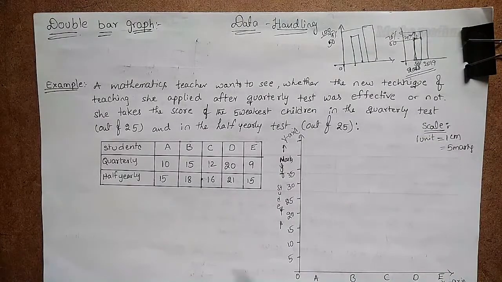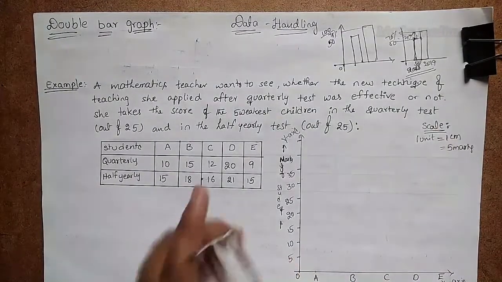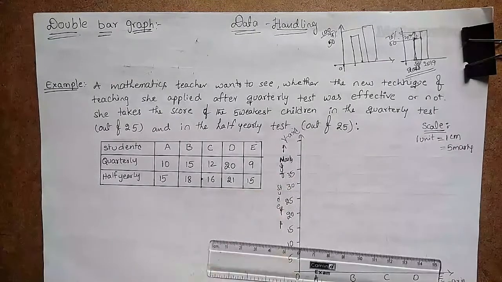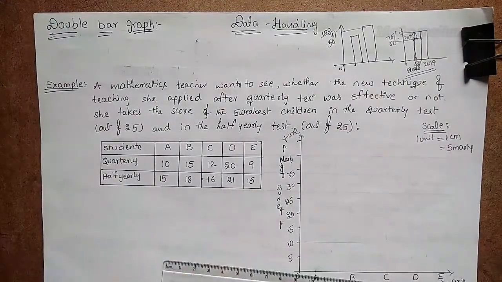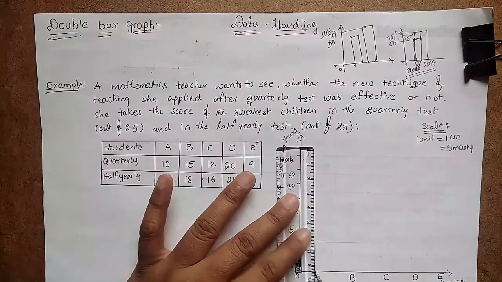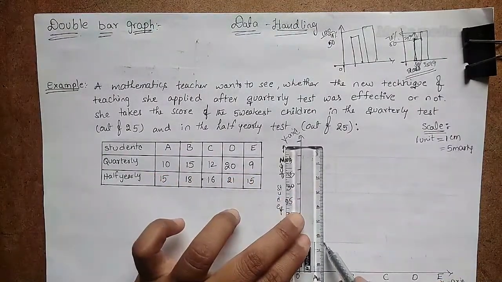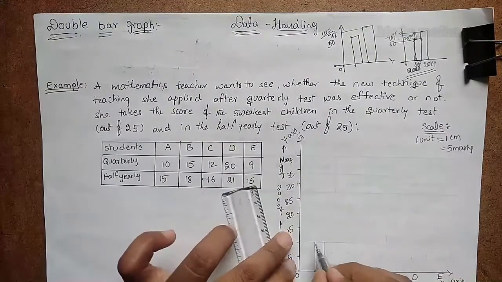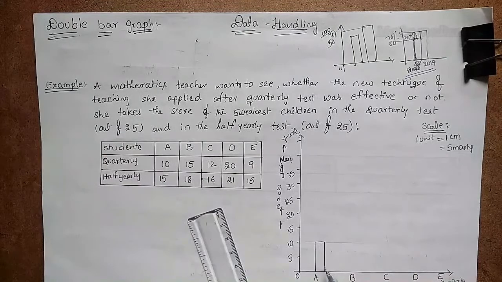So take A. Here is the A point. Take A in the quarterly exam: 10 marks. So it is A and here is the 10. Just put a mark, a line like this, so you can analyze how much width the bar graph has. I am taking a width of 0.5 centimeters. So this was the 10 for the quarterly exam.